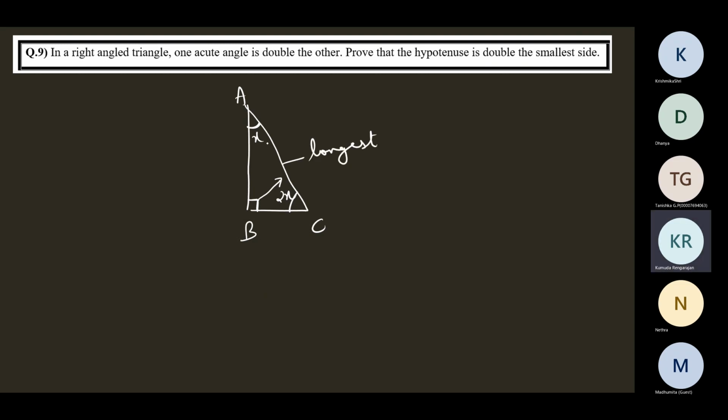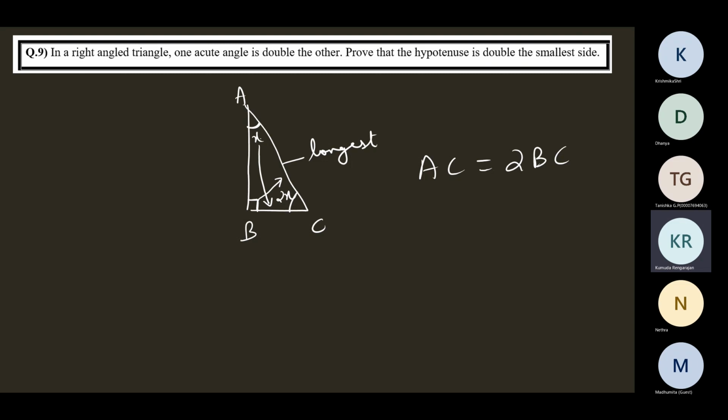And which is the smallest angle? Obviously X, because this is the greatest angle, and between X and 2X, X is smaller. So that means X is the smallest angle. So opposite to the smallest angle is the side BC. So BC is the smallest side. So we have to prove that the longest side AC is double the smallest side BC. AC is equal to twice BC is what we have to prove.